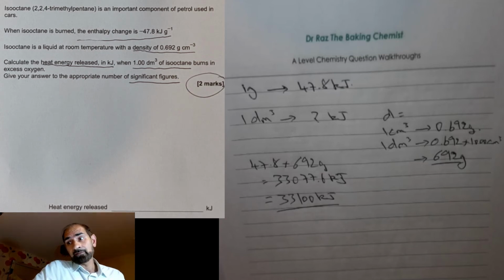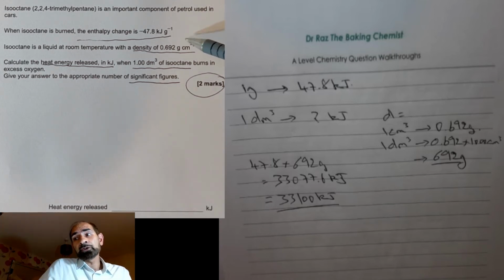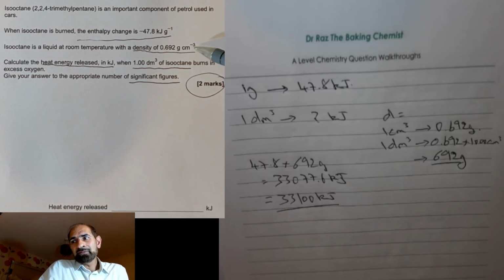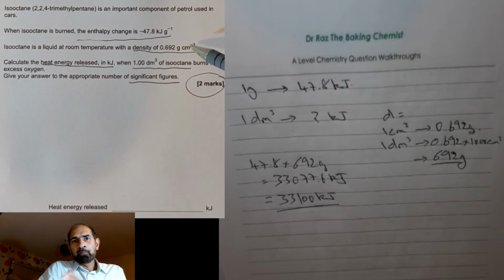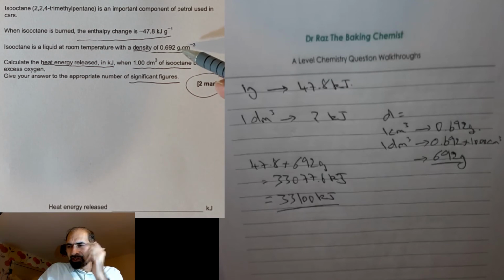So for example, when this question came up in the exam, a lot of students got it wrong. Why? Because they didn't know how to use the density. We often talk about density, but what does it mean? It just means how many grams is 1 centimeter cubed. So break it down like that. Whenever they give you density, always have that in mind.